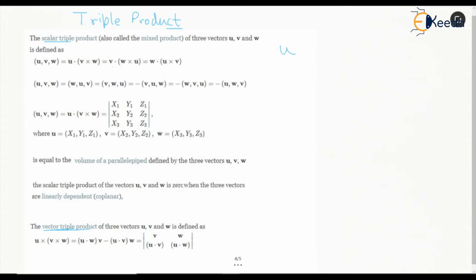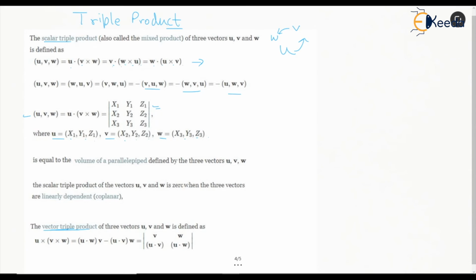That is, the order we are following is u, v and w. So let's see this: u dot v cross w, v dot w cross u, and w dot u cross v. We are following the same order, and that is why these are all going to be the same. And once we change the order, in these three cases, it is going to be exactly negative. The scalar triple product is given by this expression, where x1, y1, z1, x2, y2, z2, and x3, y3, z3 are the components of u, v and w, and this is equal to the parallelepiped formed by these.